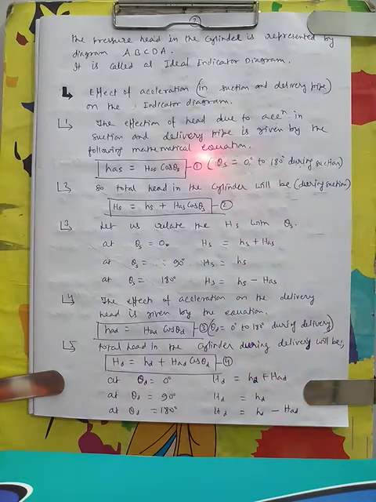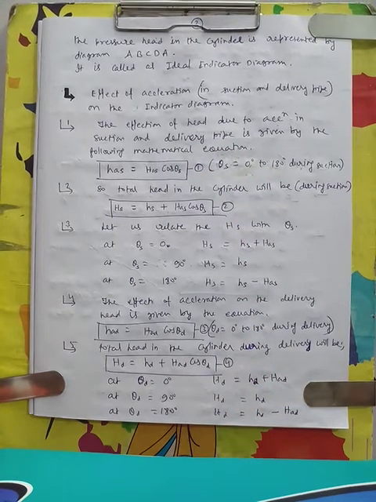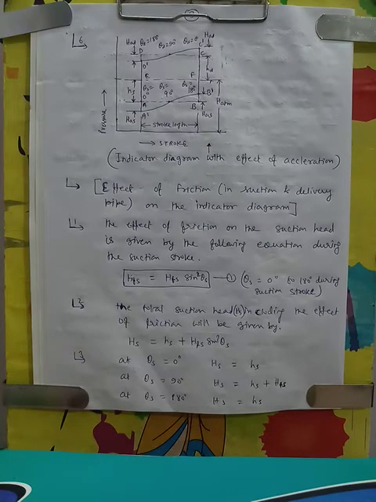Now we draw the graph. We understand the graph. So let us draw the indicator diagram when we consider the effect of acceleration in the cylinder. We have seen in the last page that at the starting of the suction stroke, the head is HS plus HAS at 0 degree. So total head will start from here. This is the ideal indicator diagram, A, B, C, D.